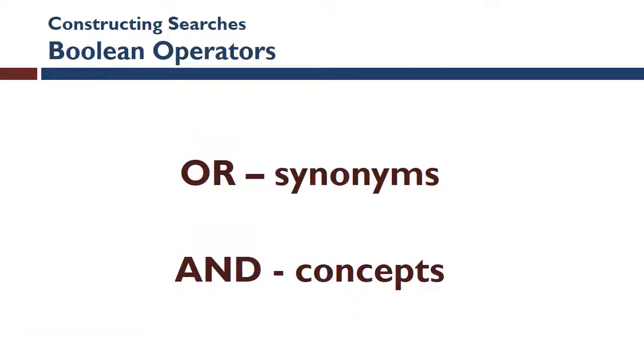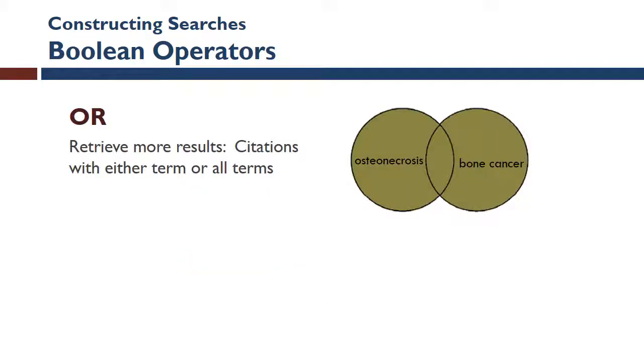Next, I'll build the search logically. Boolean operators, such as and or, are used to define the relationship between search terms. Or is used to connect synonyms or related terms. It helps to appropriately broaden a search. For example, if I search for osteonecrosis or bone cancer, I'll find citations for all terms together and each term individually.